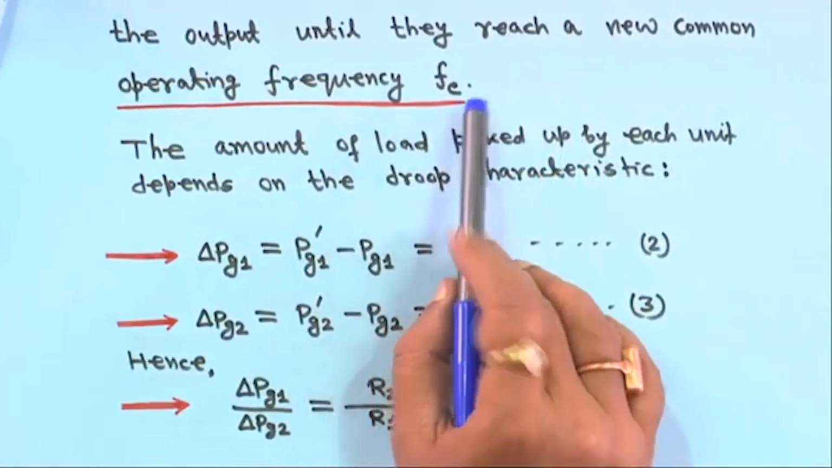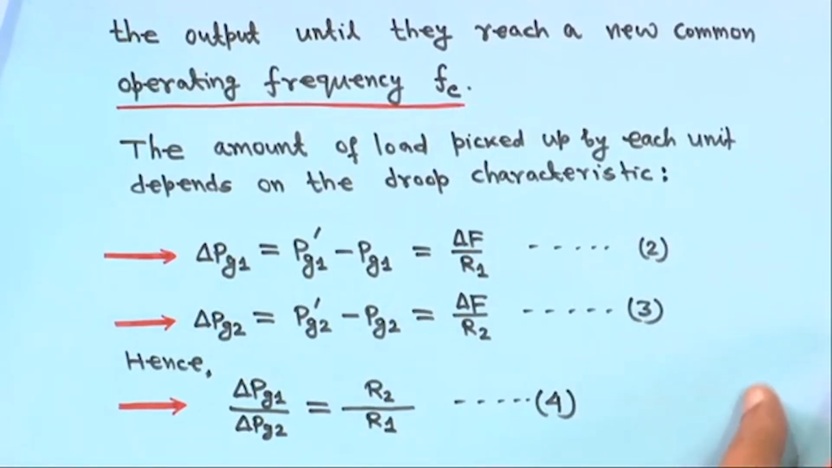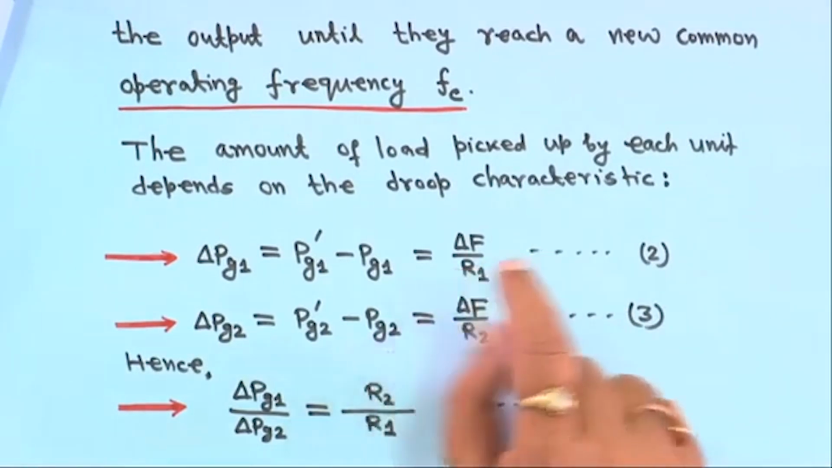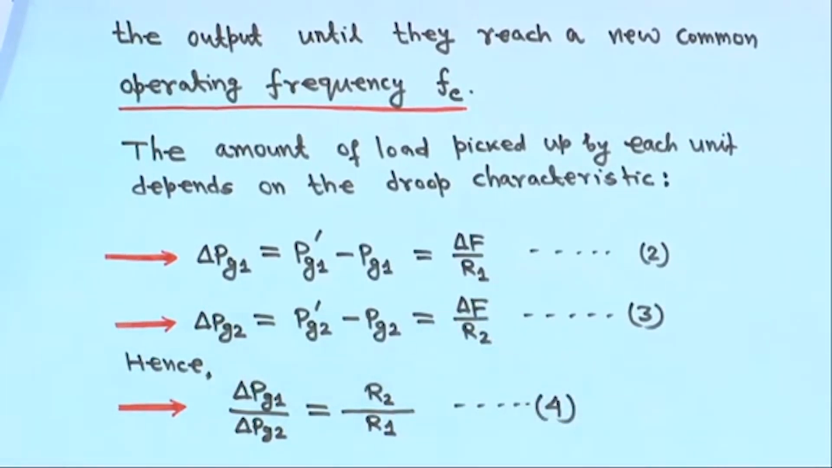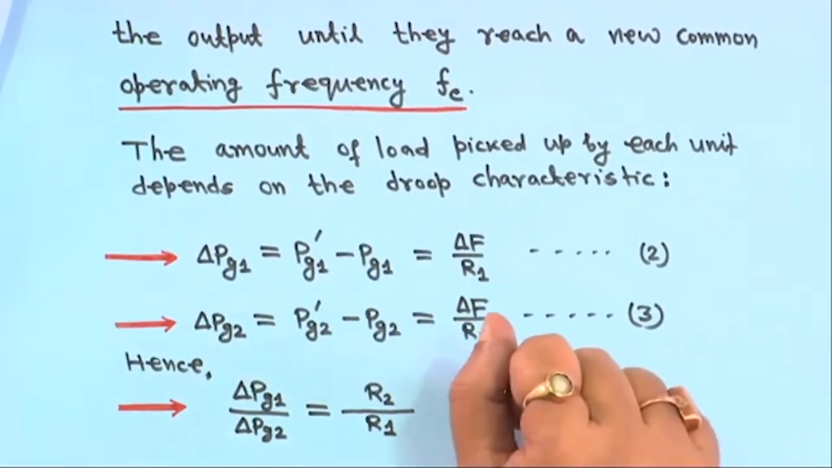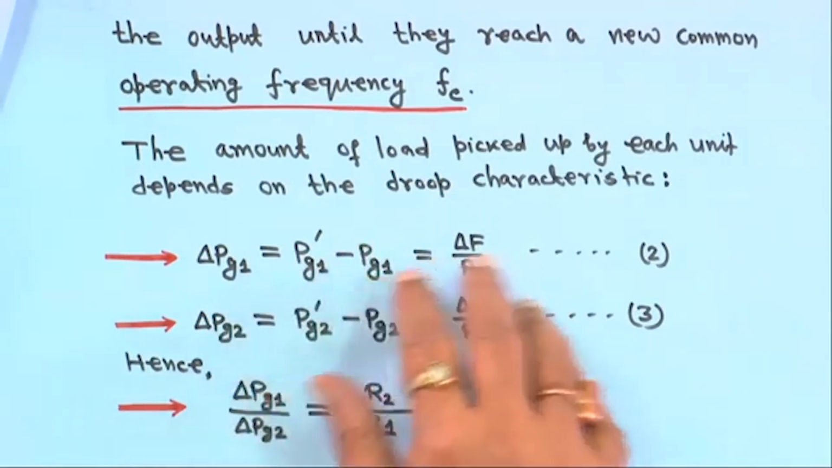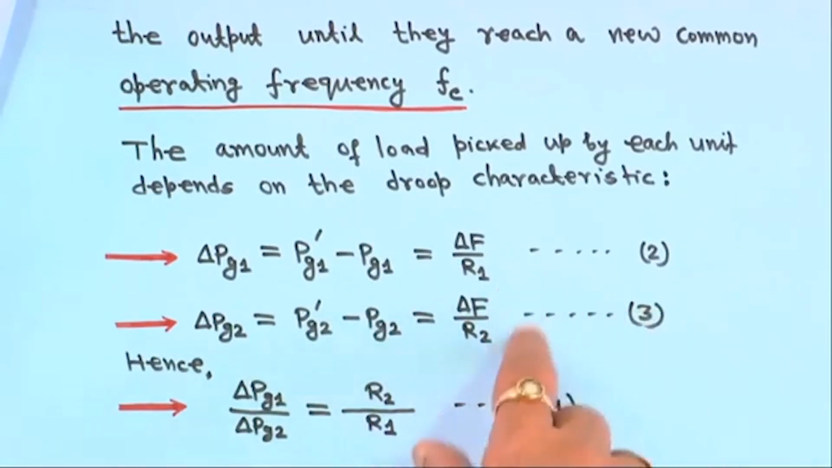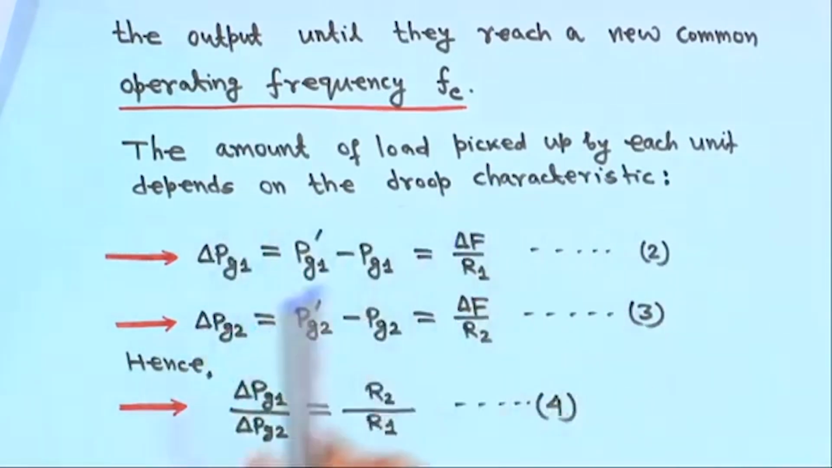frequency, that is fc. Actually in a power system, when load demand increases, if you have two or more generators, then according to the droop characteristic, the generators will share the power, whatever droop characteristic you have set for the generating units. So, the amount of load picked up by each unit depends on the droop characteristic.